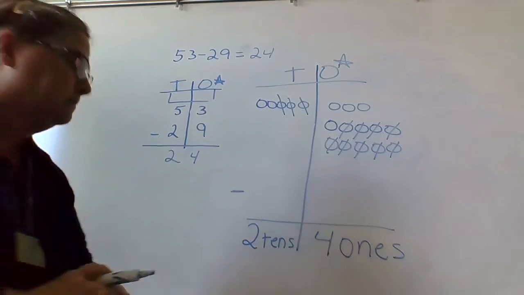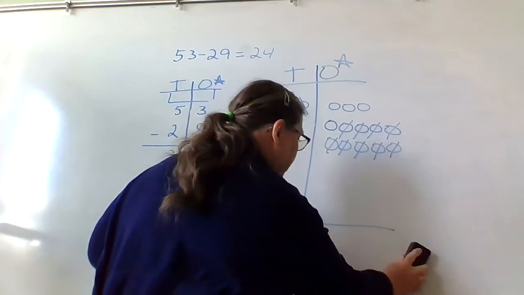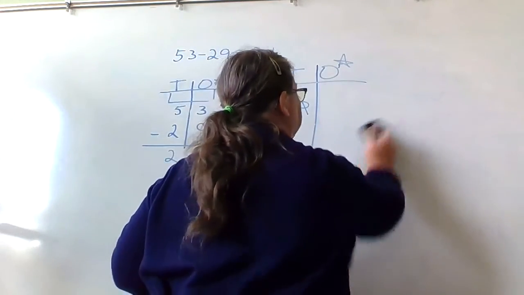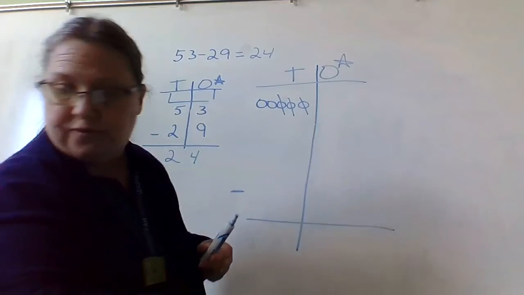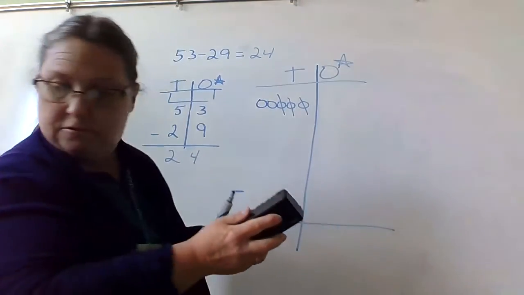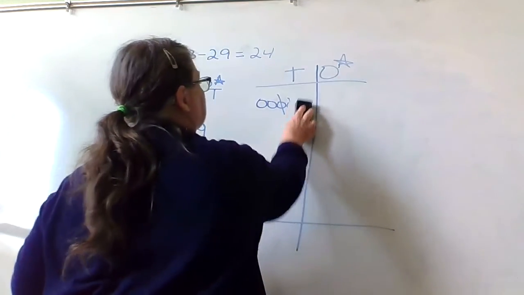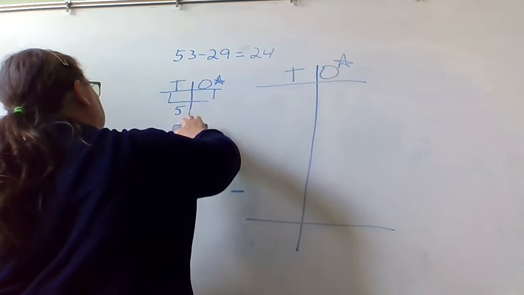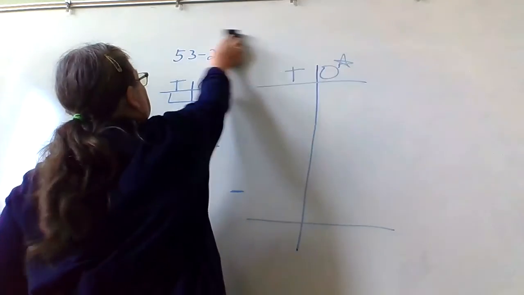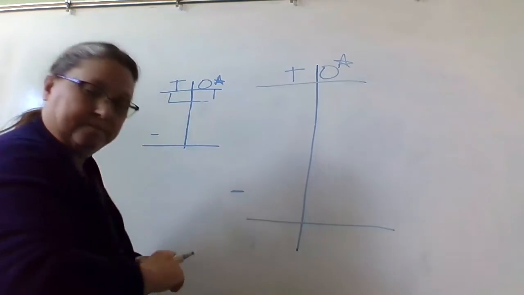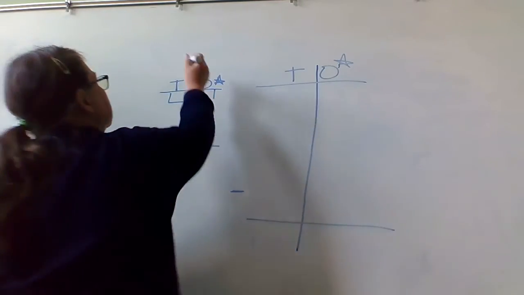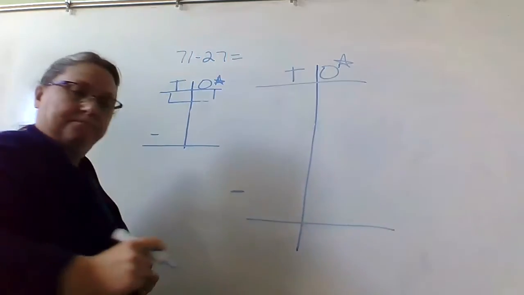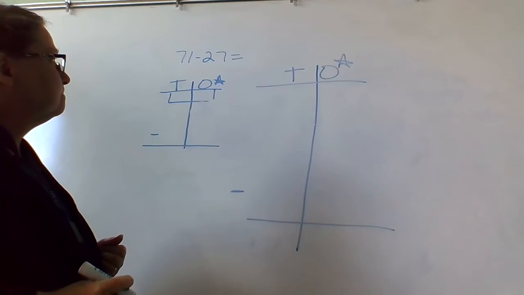Okay, let's do one more. Practice the last one. So, go on and get your T's made for the last one. That would be for F. 71 minus 27. Here we go.